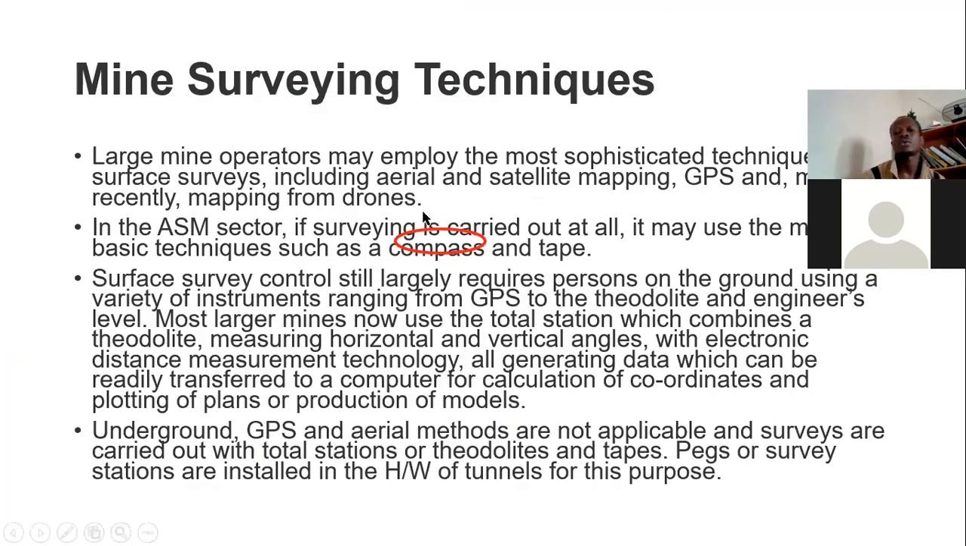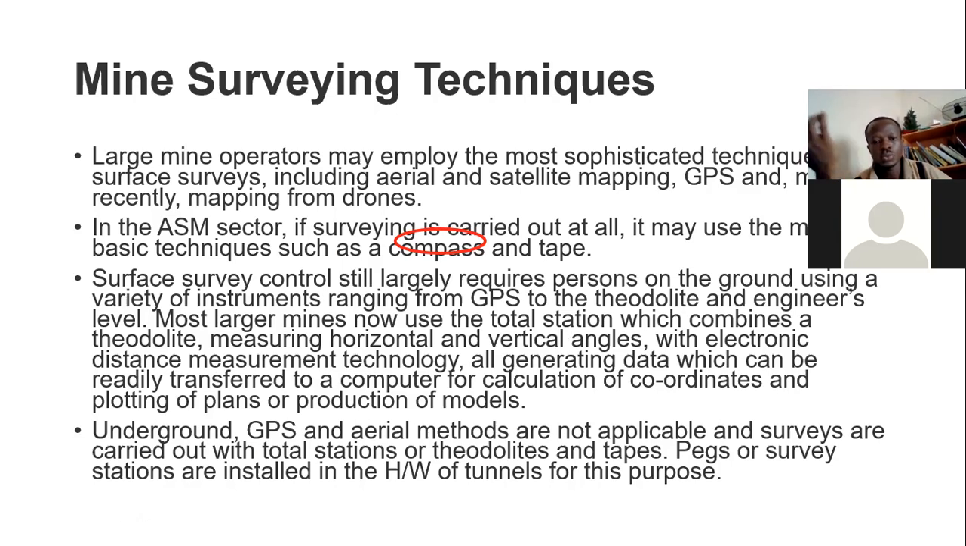Large mine operators may employ more sophisticated techniques for surface mapping, including aerial and satellite mapping. So you can use aerial and satellite mapping. Satellite mapping is like remote sensing, which we want to talk about if we have time. Let's just see how we go with this one. GPS and drones can also be used to map. Depending on how you do it. Are you okay?